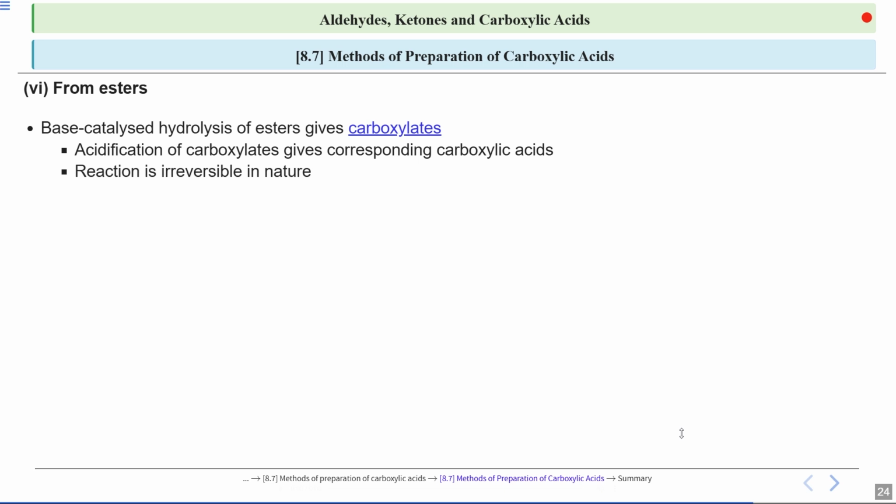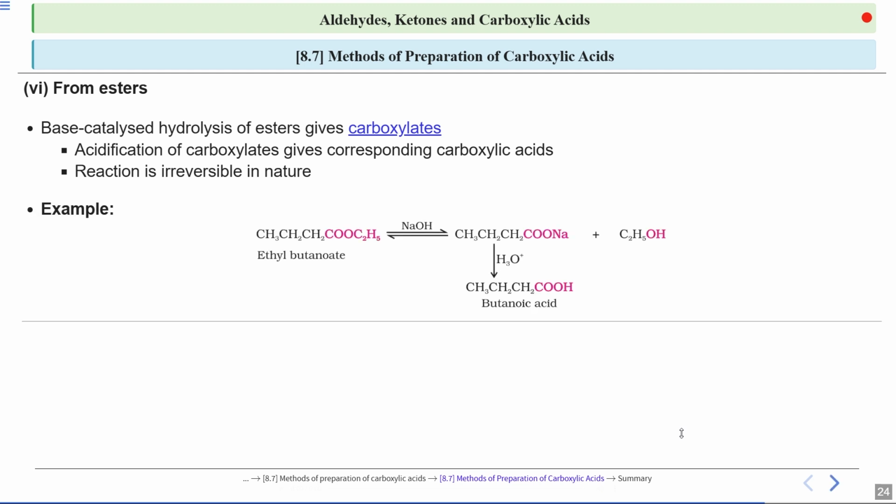Now it is also important to note here that this reaction is irreversible. This means that once the carboxylic acid is formed, it does not revert back into an ester. So the nature of this reaction is irreversible.